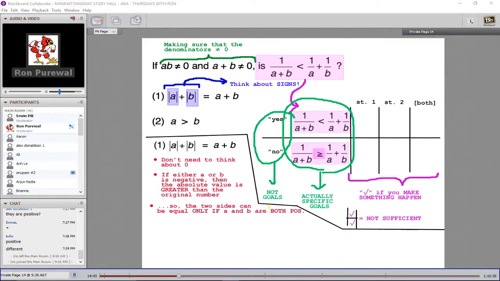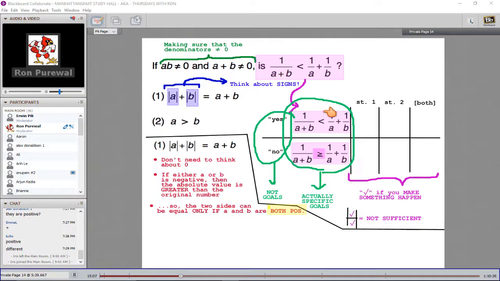You'll see a lot of this in number properties. A lot of what we call number properties in these problems is just them telling you things in ways that are very, very indirect. Like in this case, this is a hugely indirect way of just telling you that A and B are positive. Okay.